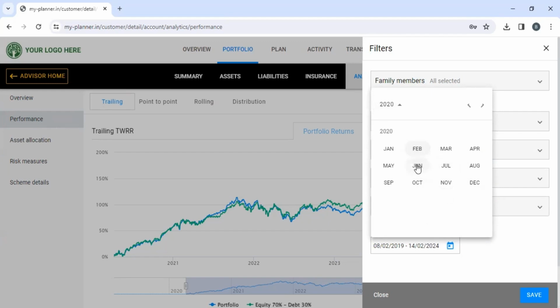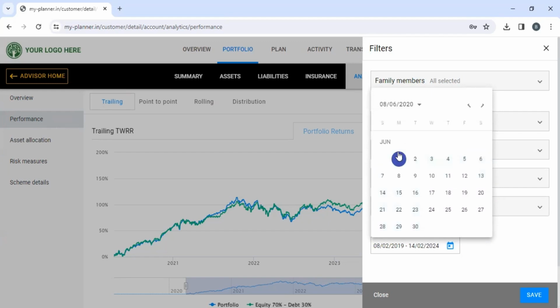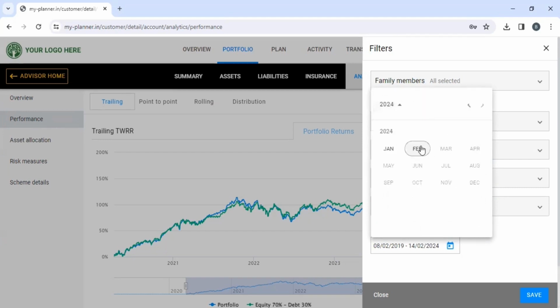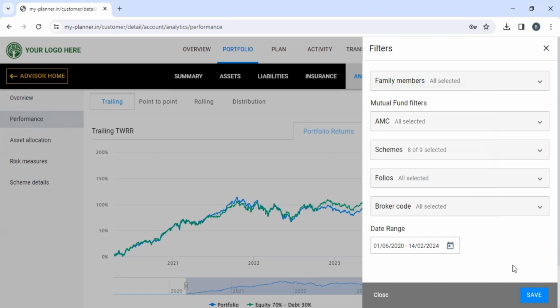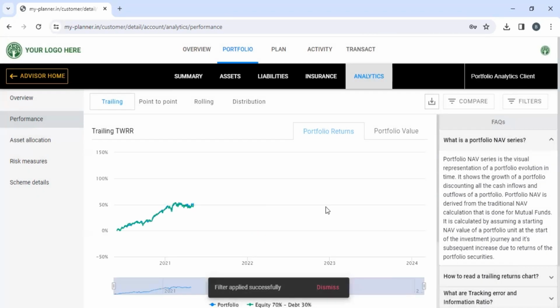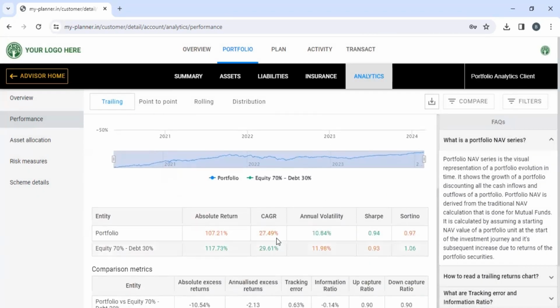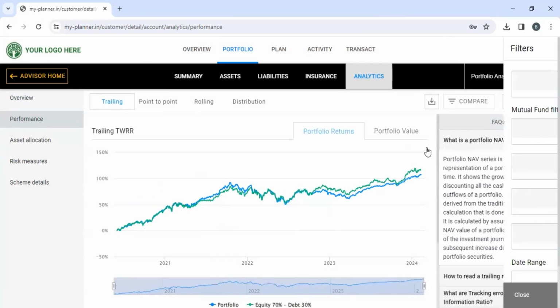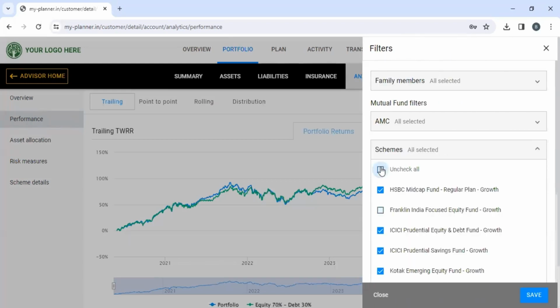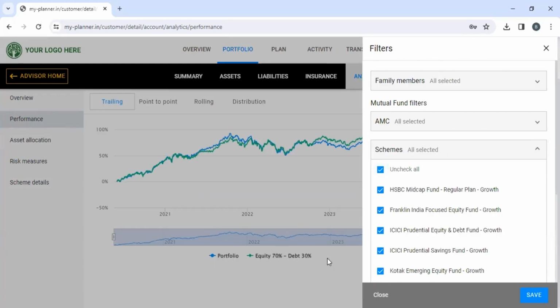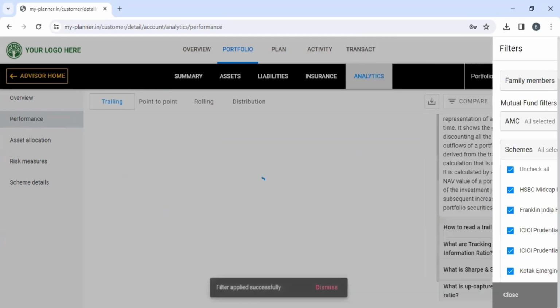So let's say COVID ended at around, that dip ended maybe. Let's start from June. So June 1, 2020 till now, just play again. So June 1, 2020 till now. So it is like 27% CAGR and 10% volatility. And now if I add this particular scheme, I'll see the effect of it. So 27% and 10.